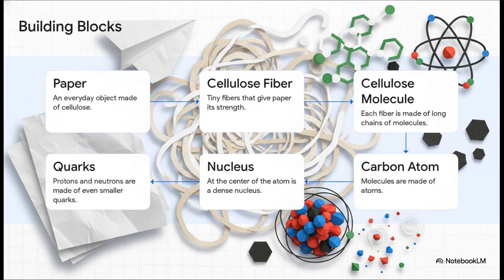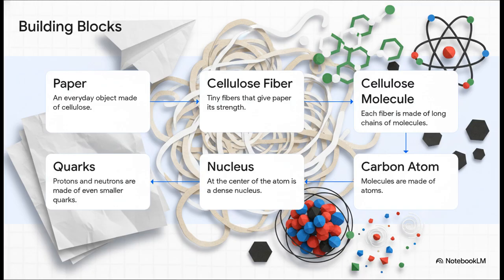If we zoom in, we see it's made of tiny cellulose fibers. Okay, let's zoom in on a fiber. We find these long, chain-like cellulose molecules. And what are those molecules made of? Well, we finally hit the atoms. In this case, lots of carbon atoms. But wait, we can go deeper.